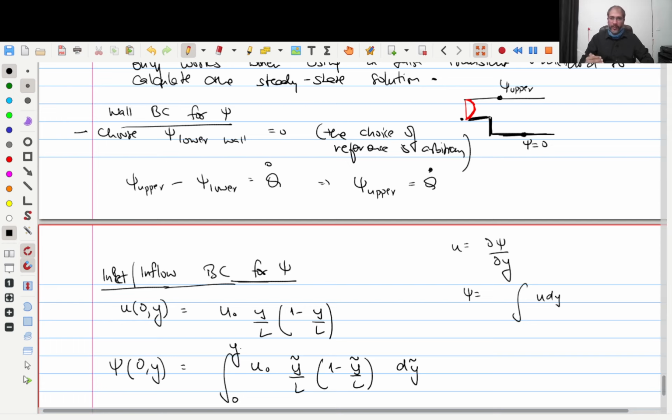So y here is a coordinate which is used for where the value of psi is being given, and y tilde is just a coordinate that we are using for integration.